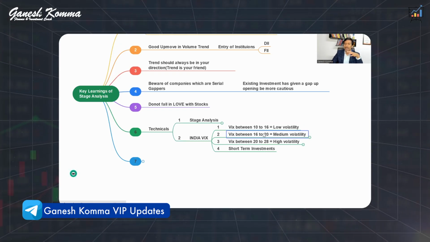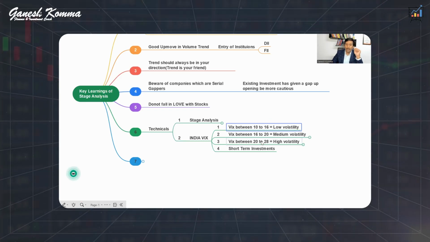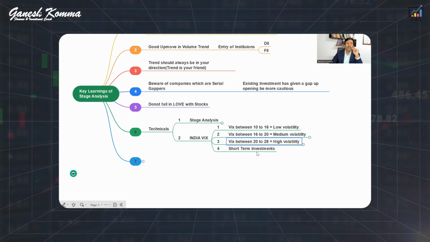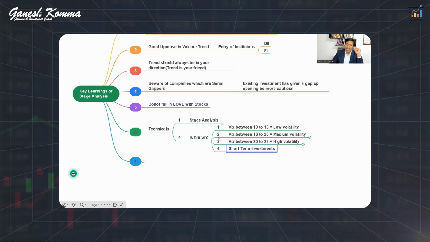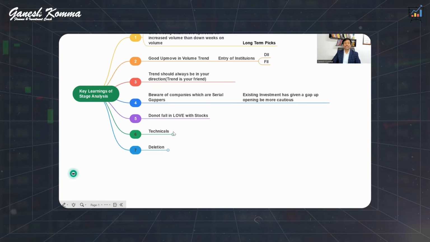16 to 20 is medium, and right now we are at around 12 to 12.3 levels on India VIX. And if it is more than 20, it is a highly volatile market and we will be more cautious. For any short-term positions you take, India VIX will give you a very good understanding of where you should be more cautious.